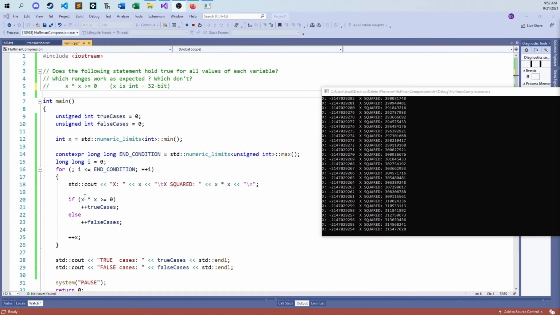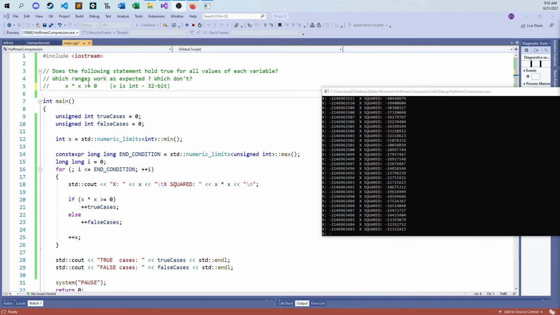Part of the homework assignment, and many students leave these blank, but it's important to understand the answers to these questions so you don't make these mistakes and introduce very subtle bugs into your program that only happen every so often and are not easy to reproduce. So in this case, I have this question: is X times X, X squared, greater than or equal to 0 for all values of the variable X, which is just a 32-bit integer? Which ranges work and which don't?